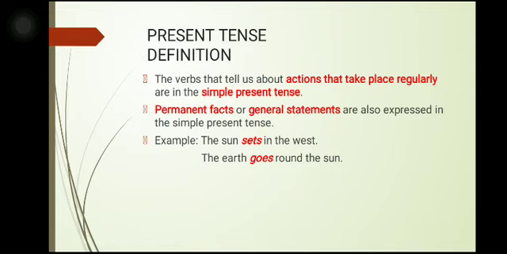The earth goes round the sun. This is also a permanent fact and a statement which suggests universal truth. So here the verb goes tells us that it is simple present tense. Rekha swims in the pool. It is very general information that is given to you. So the word swims here suggests simple present tense. As you can see, in all the three words, sets, goes and swims, we have added either s or es to each action word to make it simple present tense.